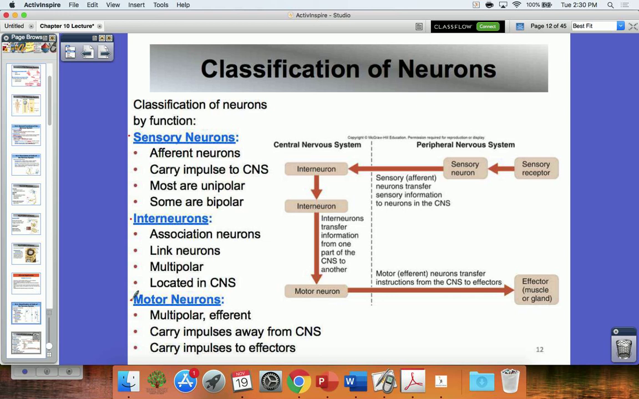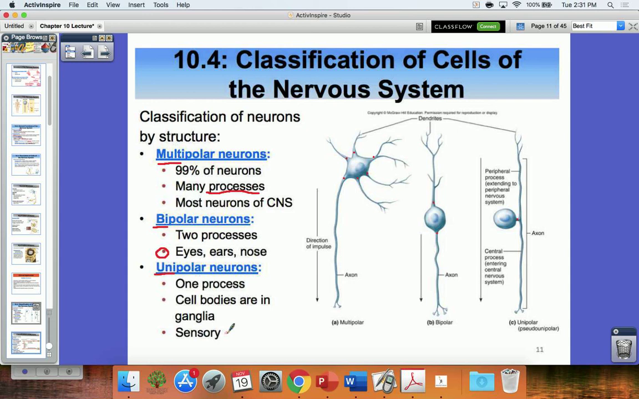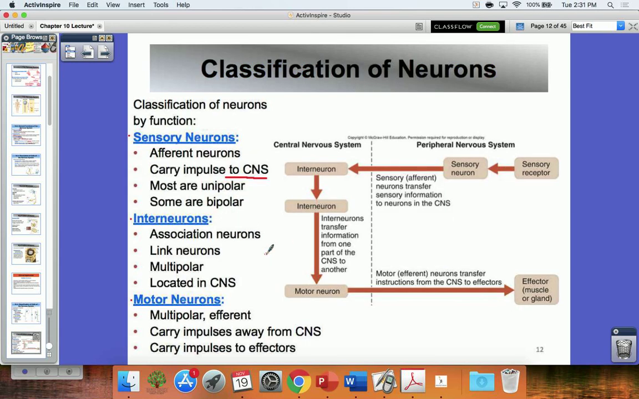So we have neurons that are responsible for sensory. So a neuron that's taking in information to the CNS, just like the functions. We already talked about how most of them are going to be unipolar from this slide. Most of them are unipolar, but we do have some sensory that are going to be our special sense organs. So they're bipolar neurons.